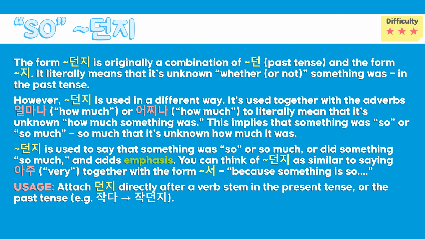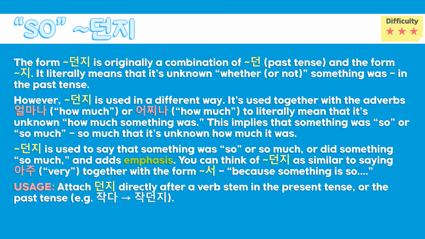The form 던지 is originally a combination of 던 for past tense and the form 지. It literally means that it's unknown whether or not something was in the past tense. However, 던지 is used in a different way. It's used together with the adverbs 얼마나, meaning how much, and 어찌나, also meaning how much, to literally mean that it's unknown how much something was. This implies that something was so or so much that it's unknown how much it was.